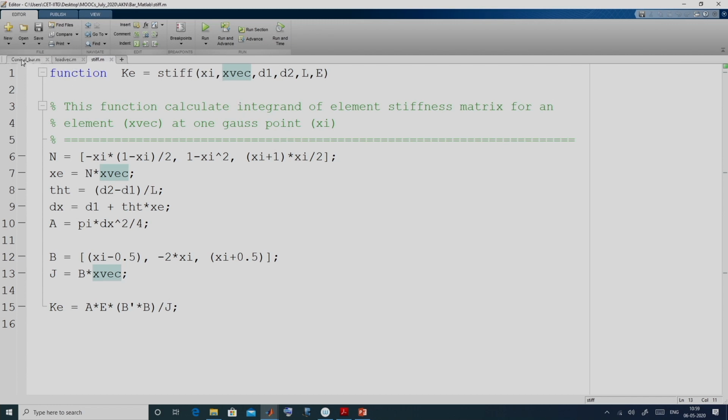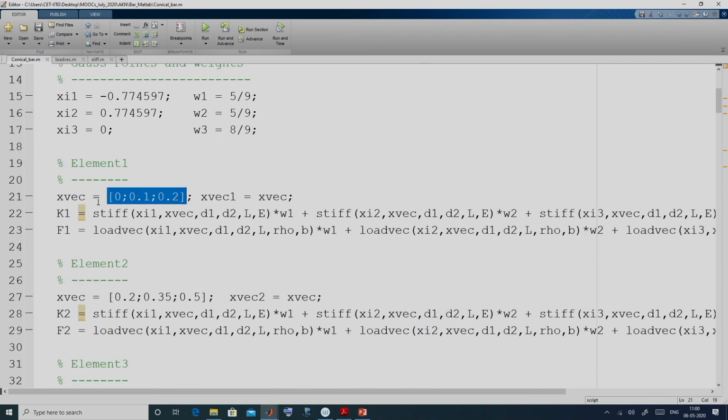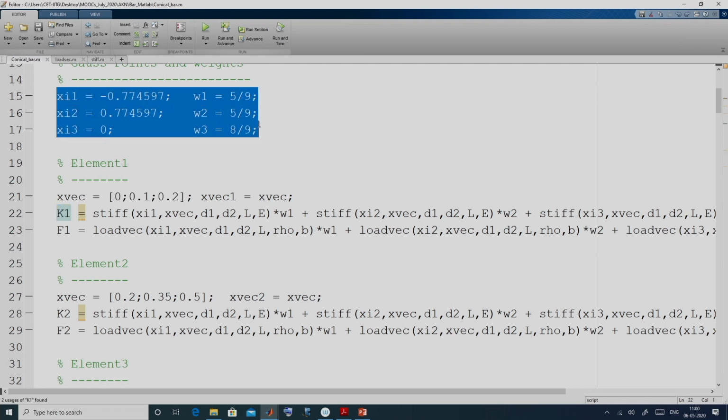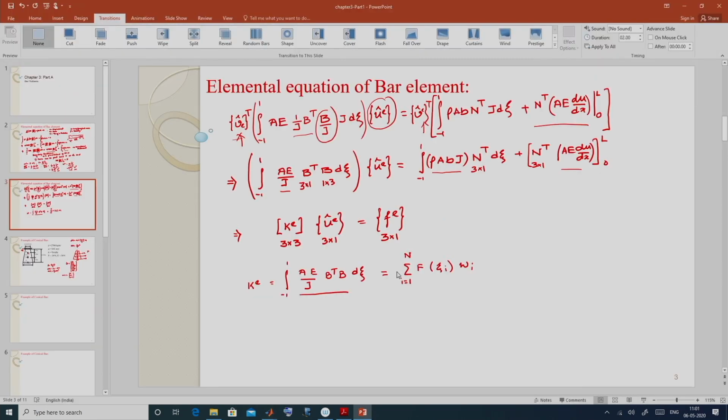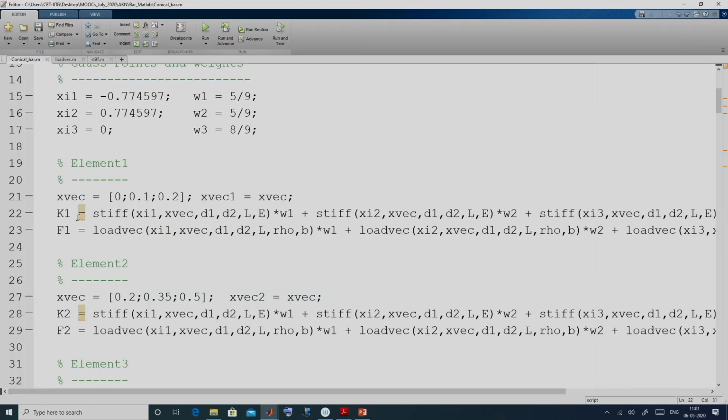Now, if we see our main program, this is our x vec for element 1. These are the Gauss points and corresponding weights for 3-point Gaussian quadrature. So, we calculate the integrand at each of the Gauss points and multiply it with the corresponding weight. This is essentially implementing this summation. Thus, K1 is the element stiffness matrix for element 1.